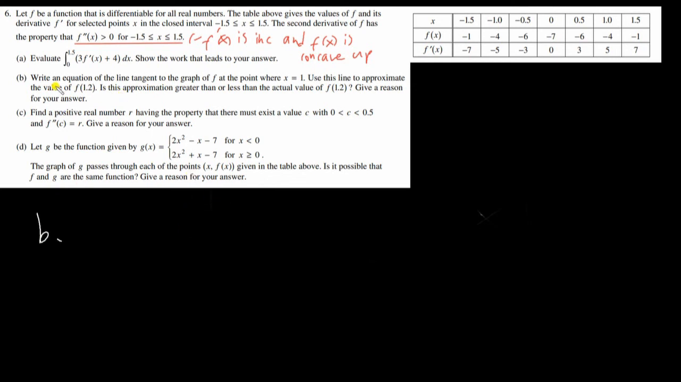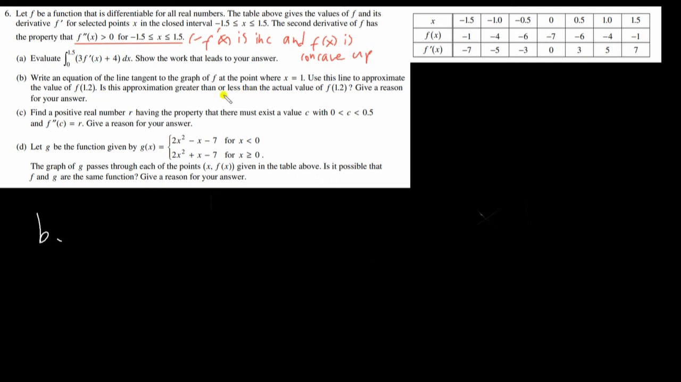So in part B, we need to write an equation of the tangent line to the graph of f where x equals 1. And we need to use this to approximate a value. So this means we're going to be using a local linear approximation. And then we need to figure out if this approximation is greater than or less than the actual value. So, write an equation to the line tangent.